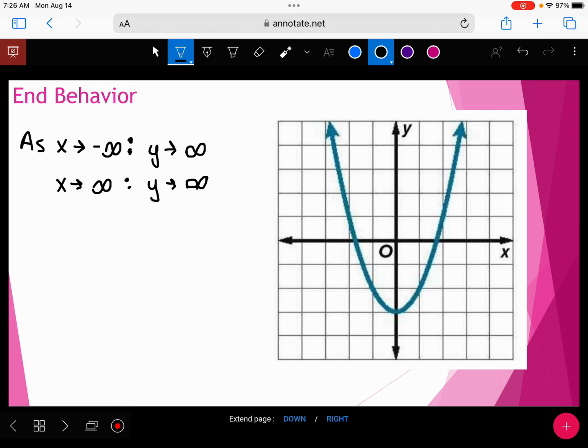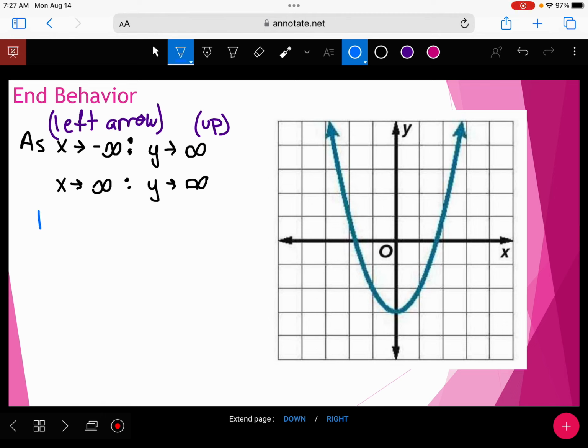Because that's saying we're looking to the left side. So as x goes negative, what happens this way? The first one was left. Yeah, this is saying left arrow. That's what this piece means. And this piece means up.